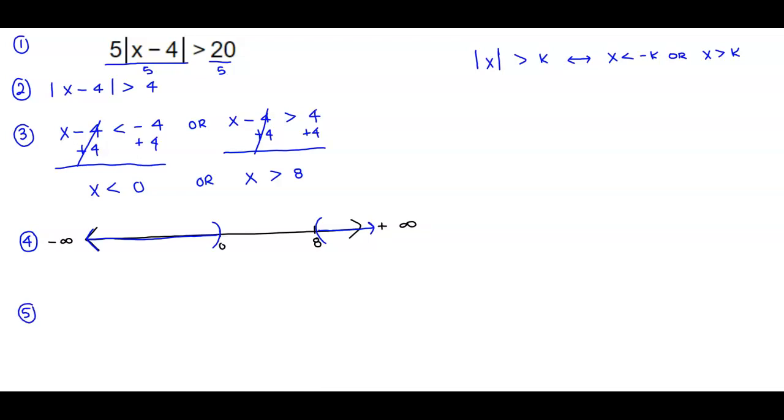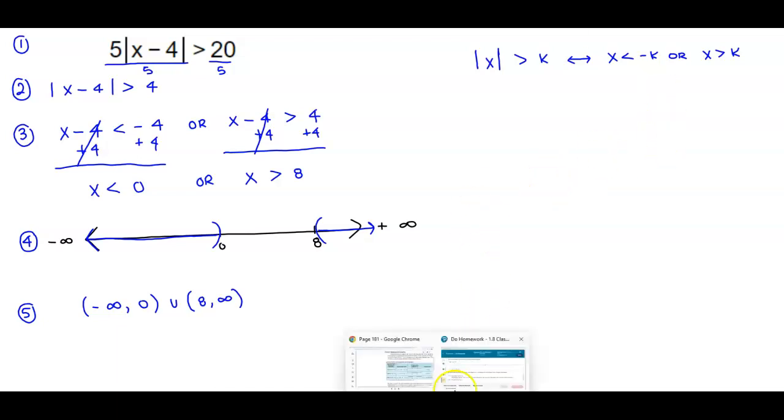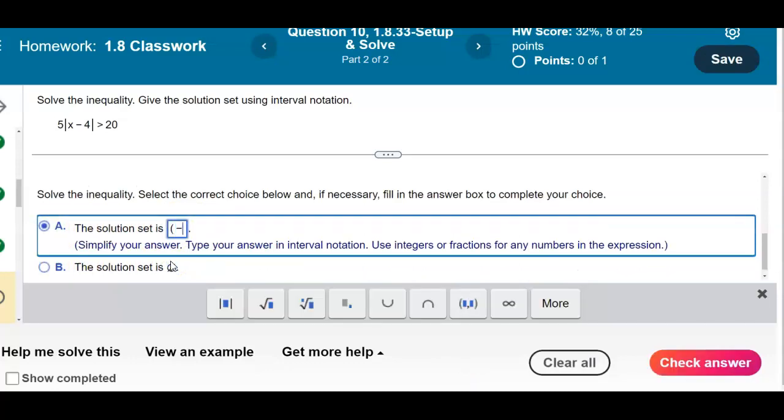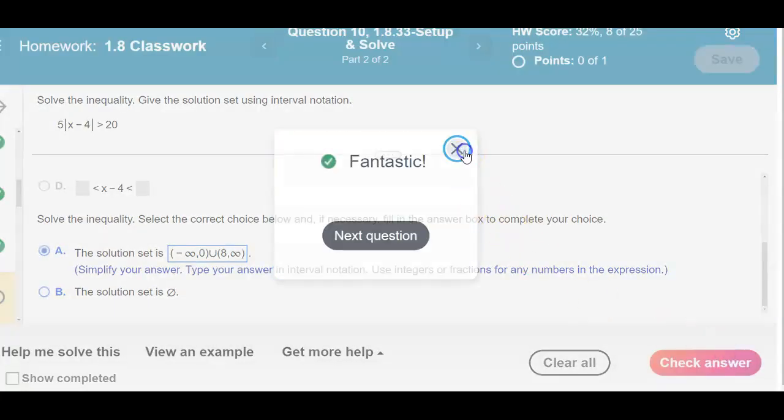Well, just use the graph. So we have parenthesis negative infinity, comma 0 with the parenthesis, the union symbol, parenthesis 8, comma positive infinity. Let's go ahead and check our answer and make sure this is correct. So the solution set is going to go from, again, parenthesis negative infinity, comma 0 with the parenthesis, the union symbol, parenthesis 8, comma positive infinity. Let's check our answer, and there is our result.